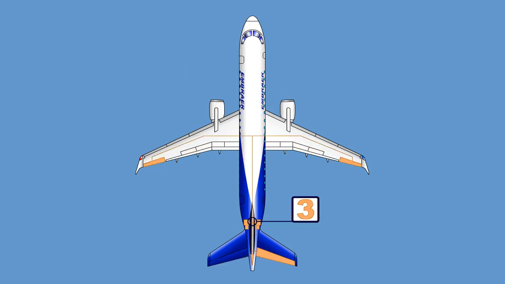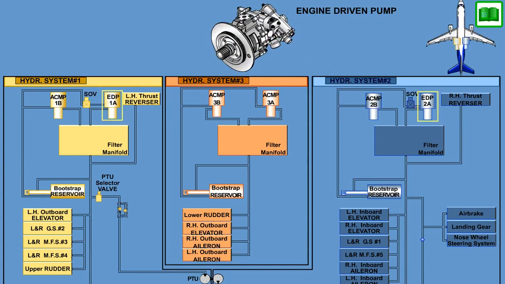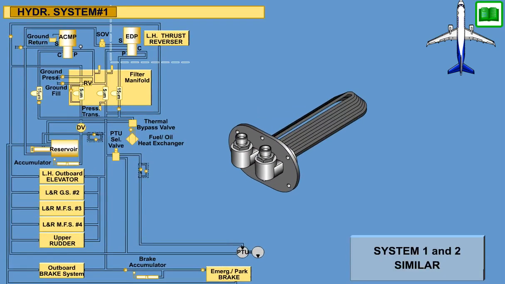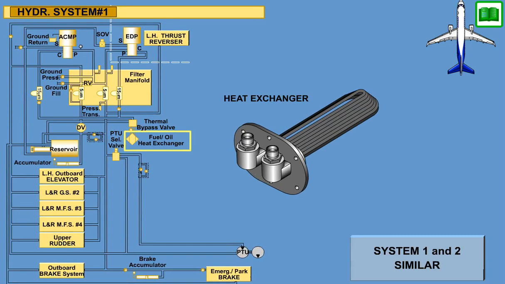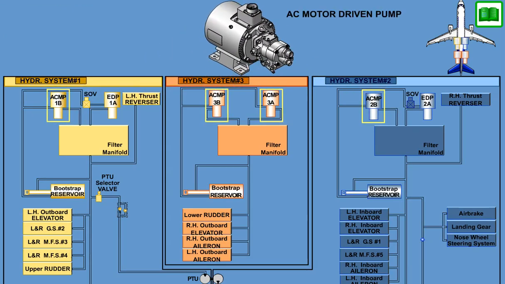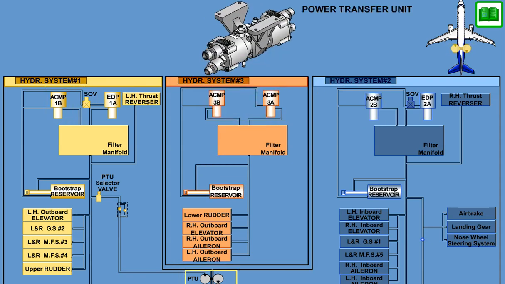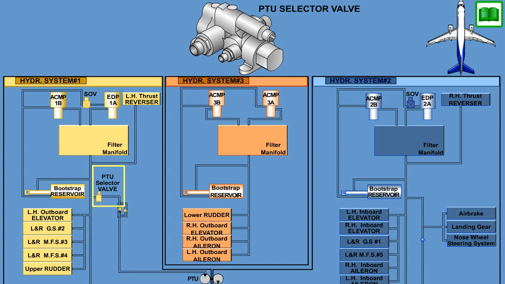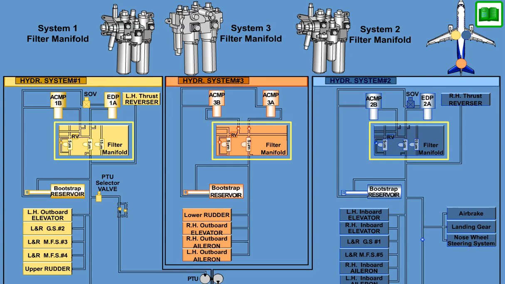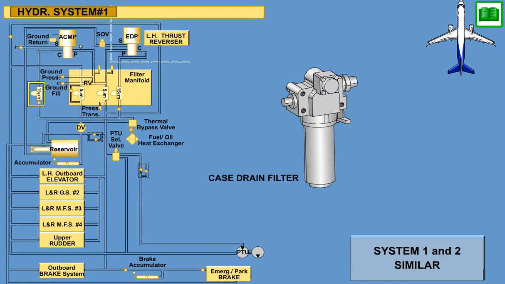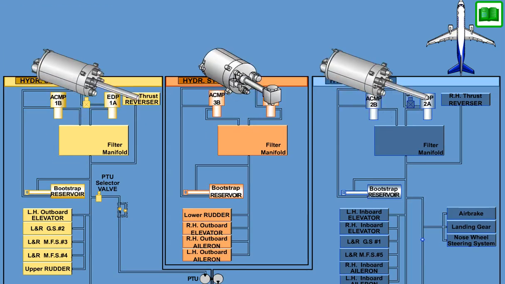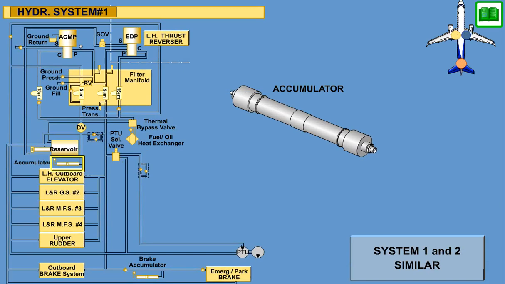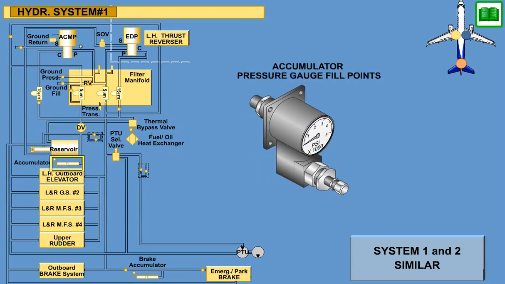The main components of the hydraulic system are two variable delivery engine-driven hydraulic pumps, two Firewall shutoff valves, two hydraulic fluid to fuel heat exchangers, 4 AC motor pumps, 1 hydraulic power transfer unit, 1 PTU selector valve, 3 hydraulic filter manifolds, 5 case drain filters, 3 hydraulic system reservoirs, 3 accumulator assemblies, 3 accumulator pressure gauge fill points.